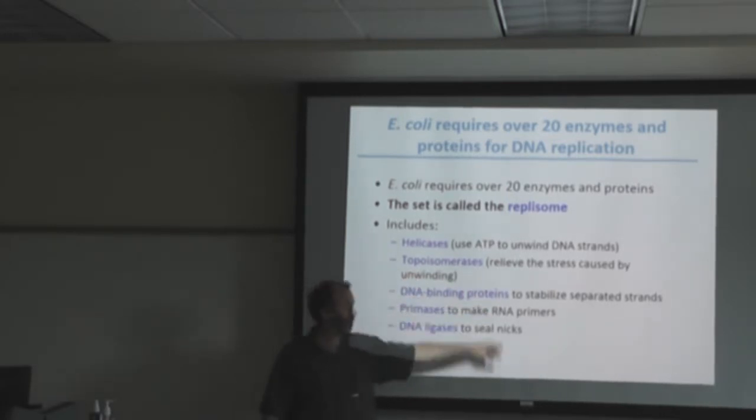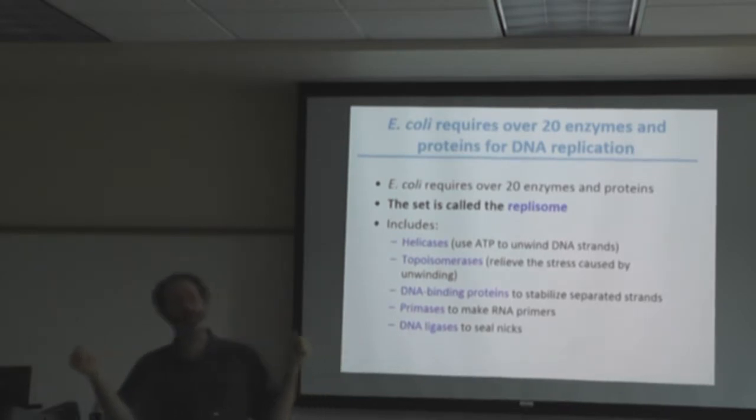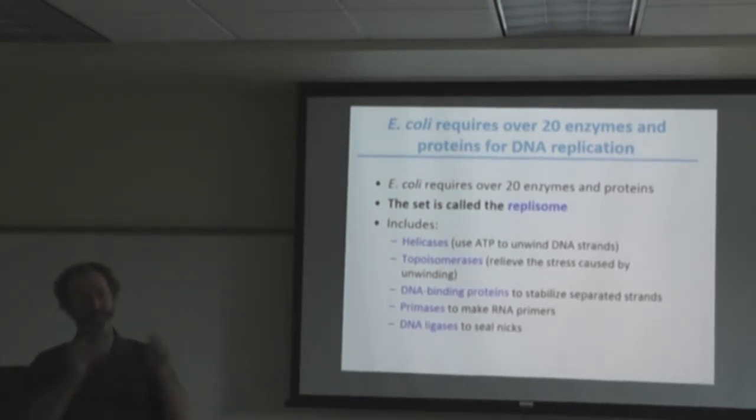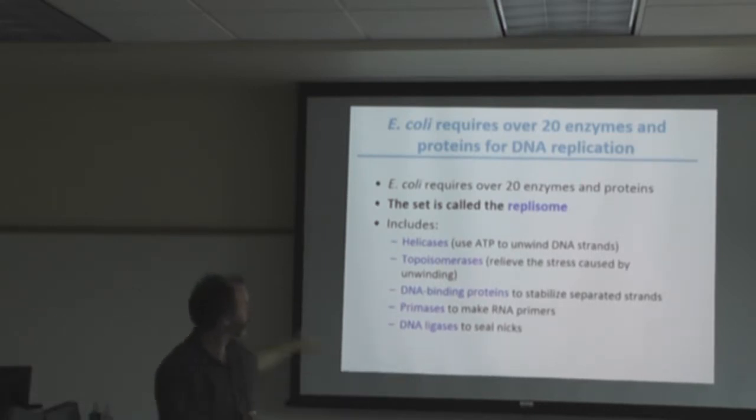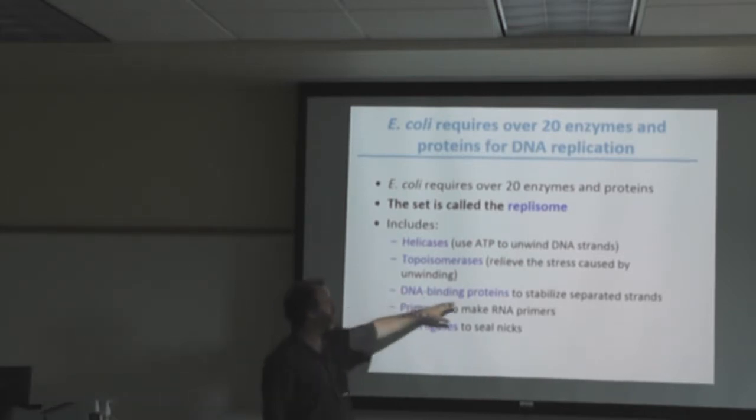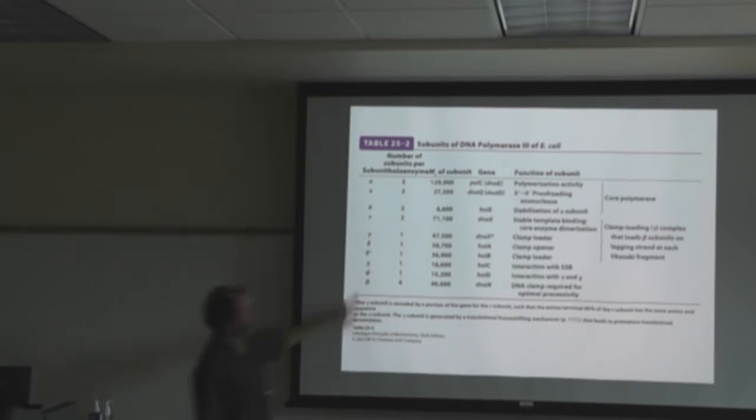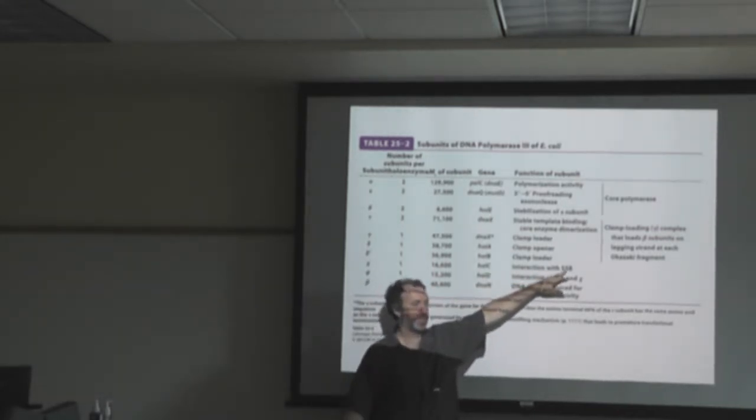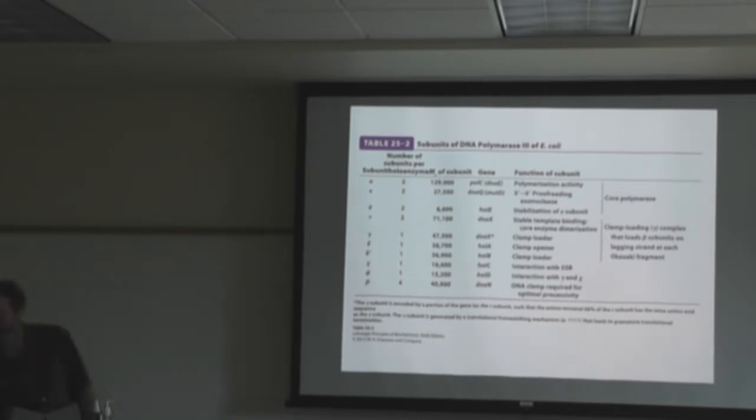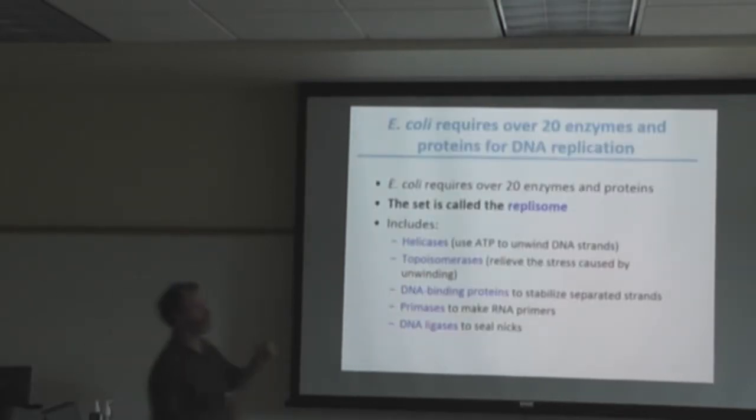Then you have DNA binding proteins. So once you separate those strands into single-stranded nucleic acids, those single-stranded nucleic acids aren't happy to be in solution like that all by themselves. They like to base pair. So they're going to want to either base pair with themselves or base pair back to the template. So we use DNA binding proteins, or single-stranded binding proteins, SSBs. These are single-stranded binding proteins, is what that SSB stands for. And they basically stabilize those single-stranded DNAs.